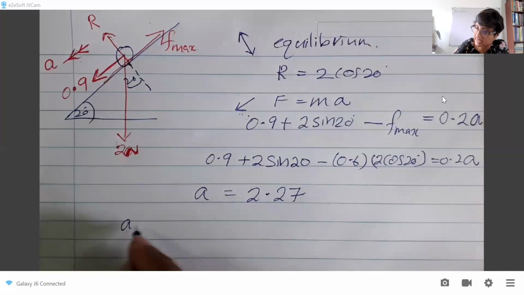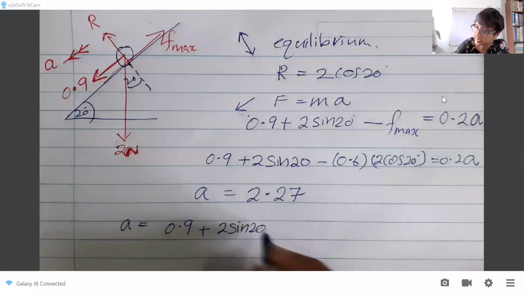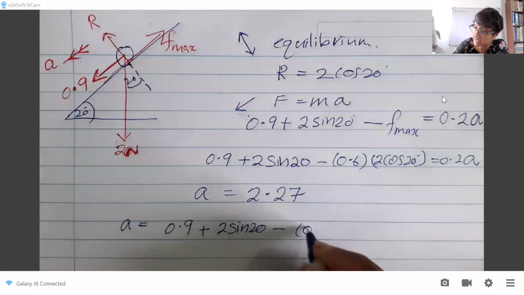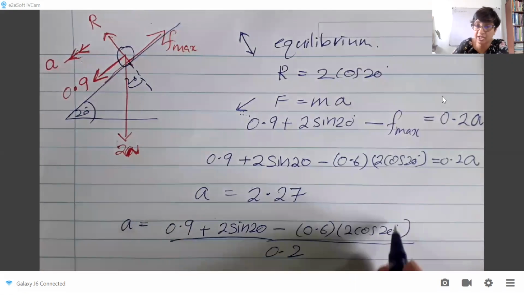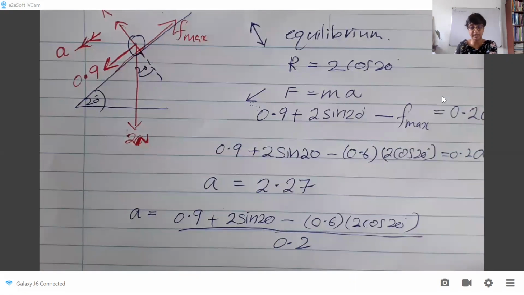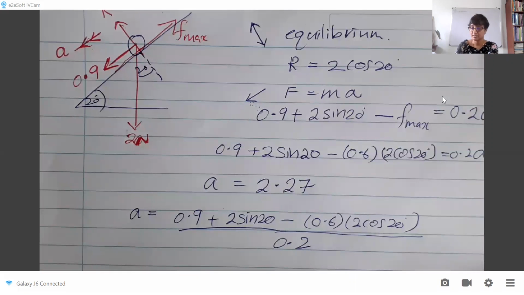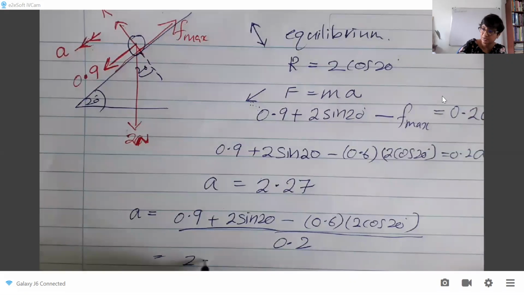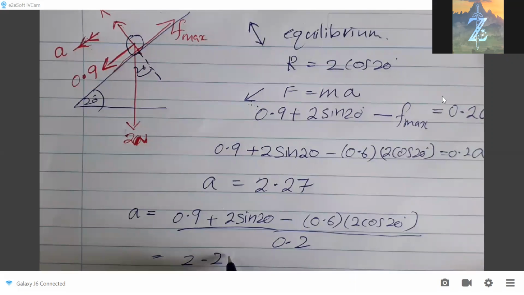I will tell you what A is. How you would write it is this: 0.9 plus 2 sine 20 minus 0.6 times 2 cos 20, the whole thing divided by 0.2. If you can input this into your calculator carefully with the use of proper brackets, you will get the exact answer. So is it 2.27 then? No, it's 2.28. That's the correct answer.